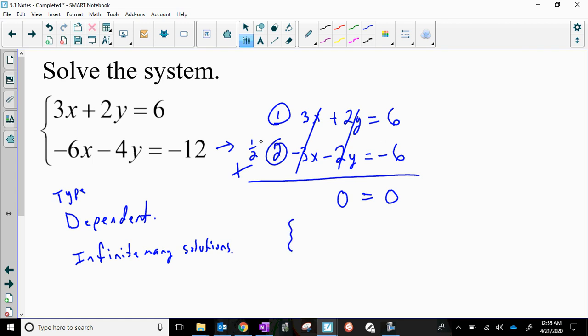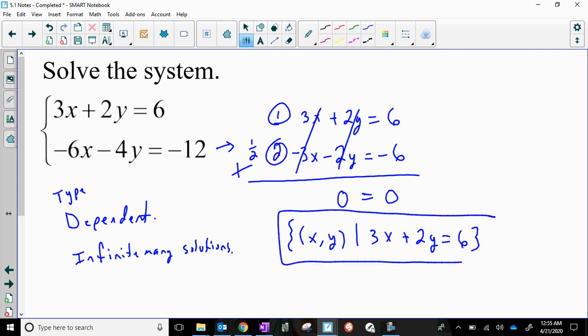If I had divided this second equation by -2, I would have gotten the exact same equation as the first one. So I could use set builder notation like we did in Algebra 2. And say, hey, any point on this line is a solution. And that's what this notation is saying. It's saying any point right here, the xy, such that that point solves this equation.